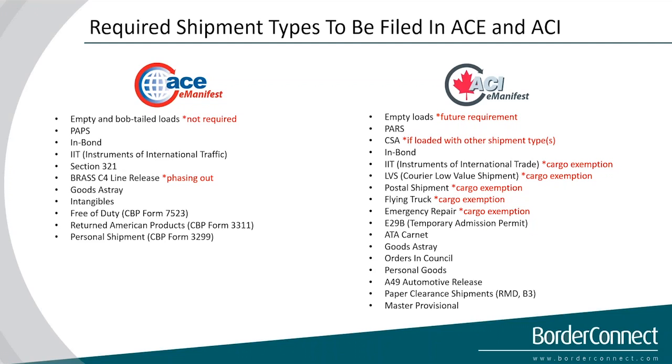If you need to do one for in-bonds, however, you need to do one for an IIT, which is a cargo exemption, as well as other cargo exemptions such as a courier low-value shipment, a postal shipment, a flying truck, and emergency repairs. You will need to do an ACI for all those exemptions. You also need to do e-manifests for E29Bs for temporary admissions, ATA carnets, goods astray, orders in council, personal goods, A49 automotive releases, as well as paper clearance shipments such as RMDs, paper B3s and master provisionals. Those are all shipment types that need to be done through ACI.